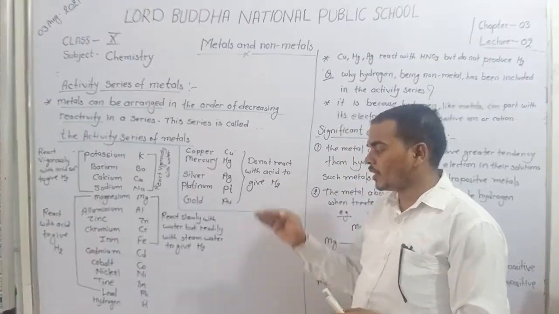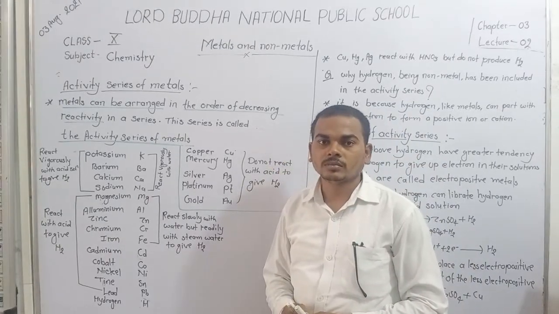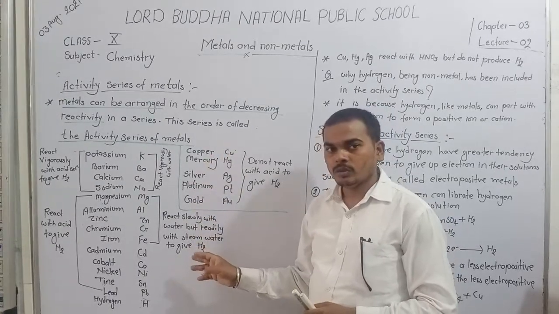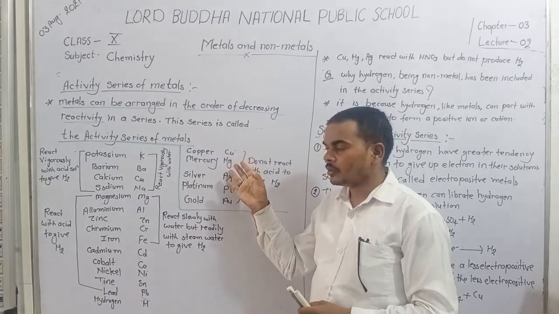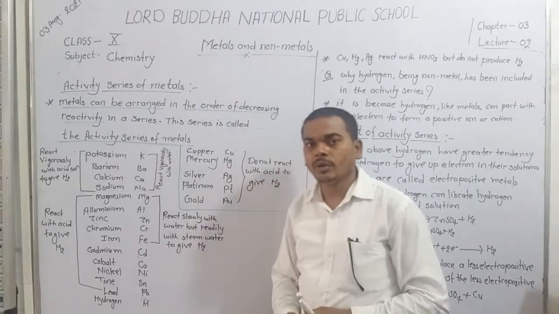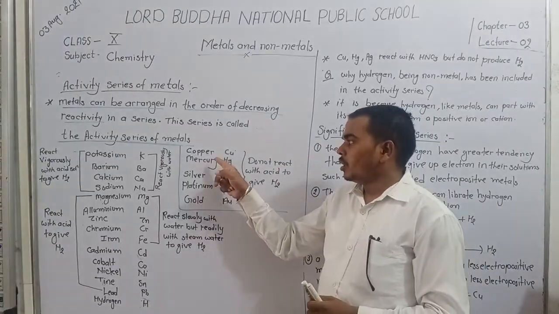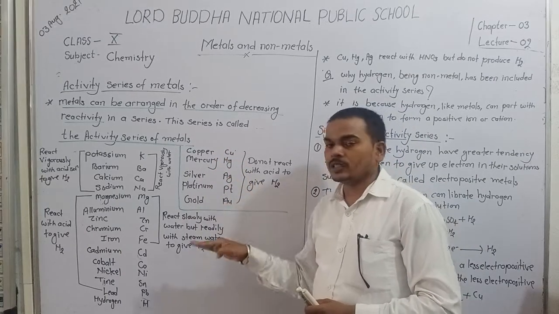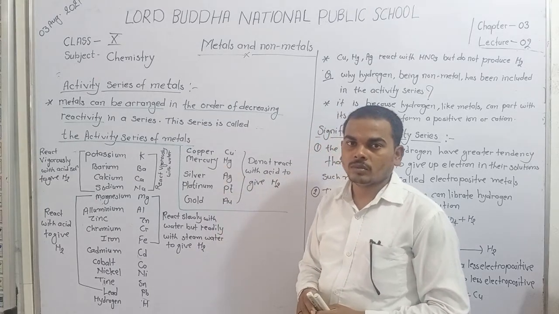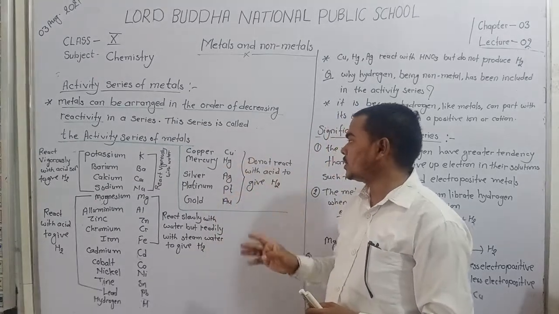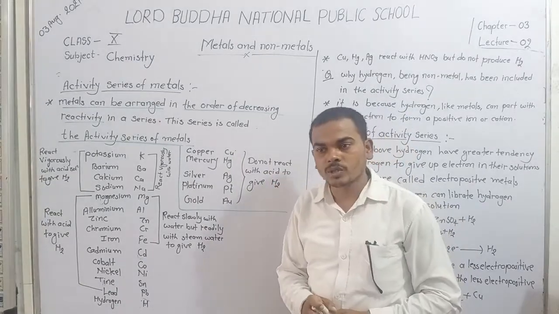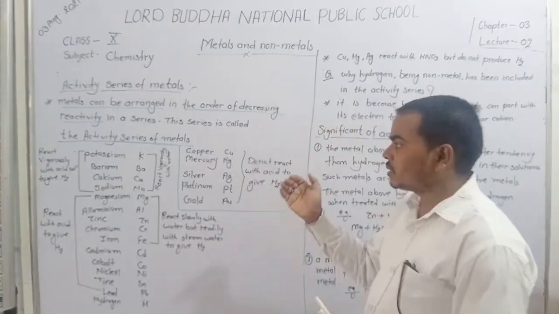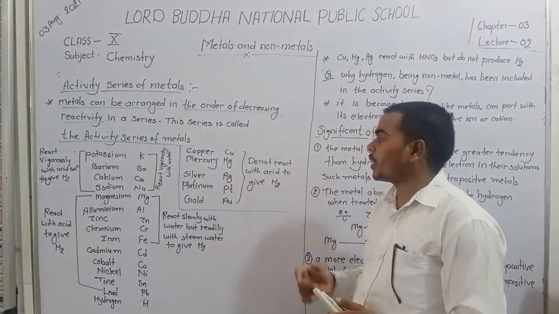Always remember, the metals placed below the hydrogen, copper, mercury, silver, platinum and gold, do not react with acid to give hydrogen gas. Now let us discuss some important points related to this topic.